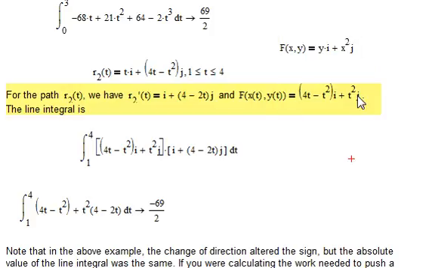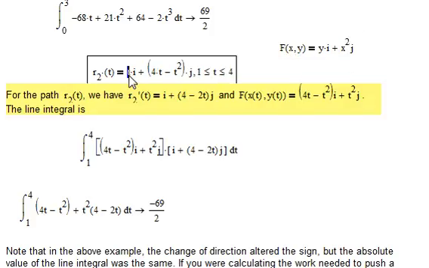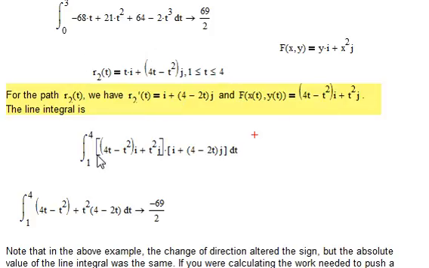So now we want to replace our i component with y. Well, that's this. So that's 4t minus t squared. And we want to replace our j component with x squared. Well, that would be t squared. So there it is. That's our force field. And the line integral would be the dot product of our r2 prime and our force field. There it is.